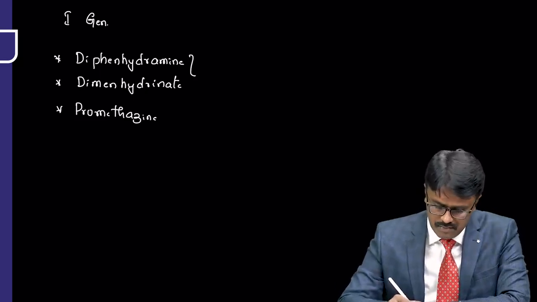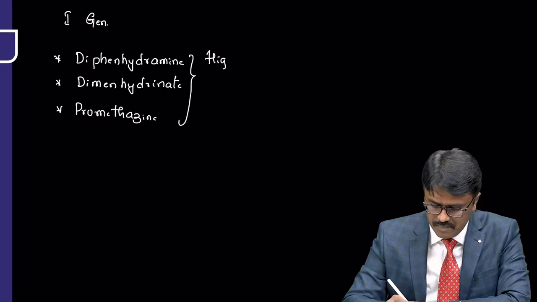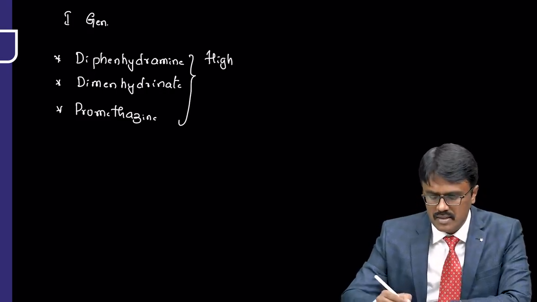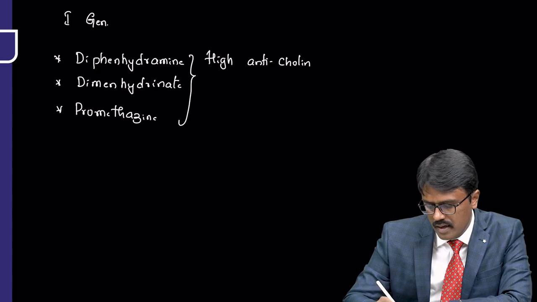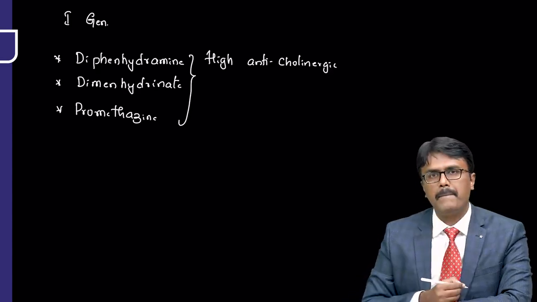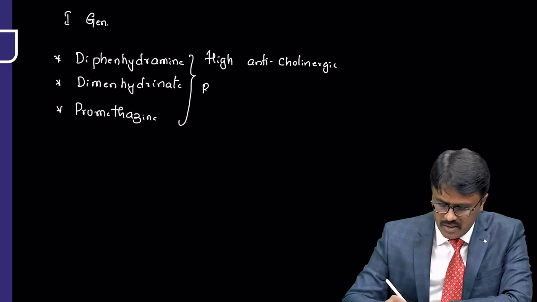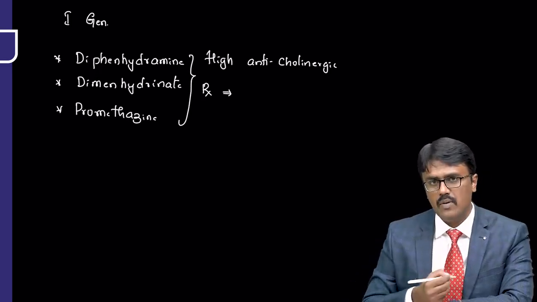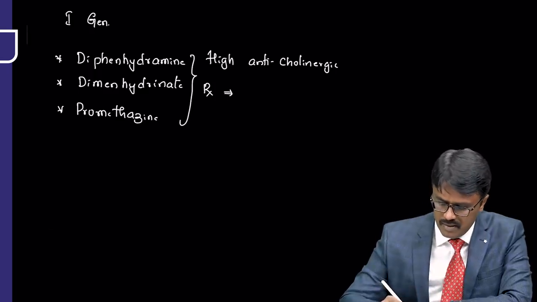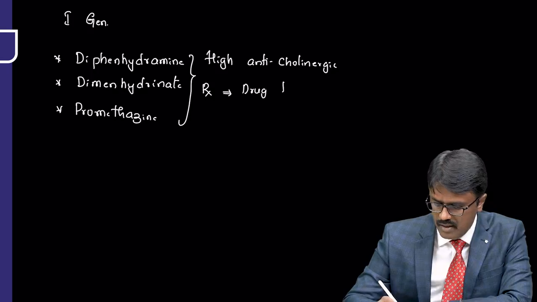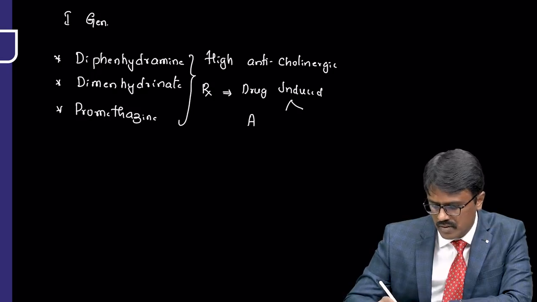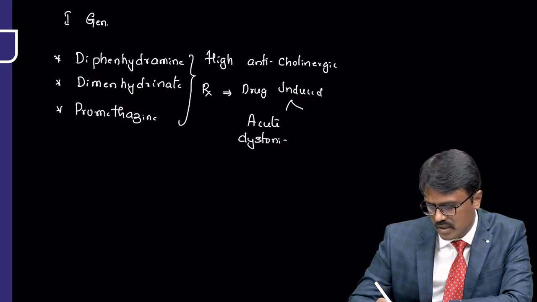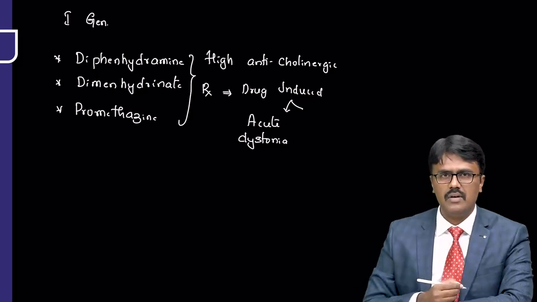Now these drugs have high anticholinergic property. All the first generation have it, but these have high anticholinergic property. Now what is the advantage? Where should I use it? These are used whenever we require anticholinergic effect. For example, a patient had drug-induced acute dystonia. Where do you see acute drug-induced dystonia?